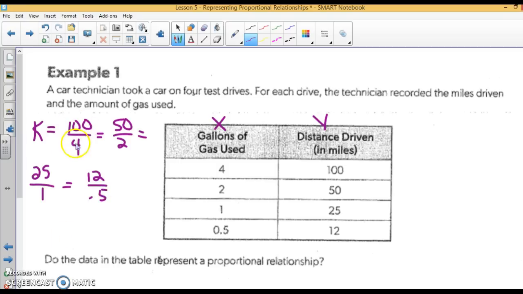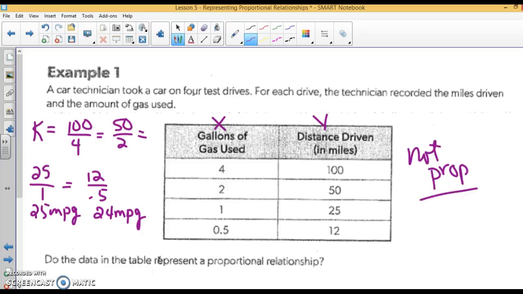This will be 25 miles per gallon. This is 50 miles per gallon. 25 miles per gallon, I'm sorry. If you divide 12 by 0.5, you get 24 miles per gallon. All the rest are 24 miles per gallon. So is this proportional? No. If it didn't have this bottom one, it would be. But it is not proportional, because the constant of variation is not the same.